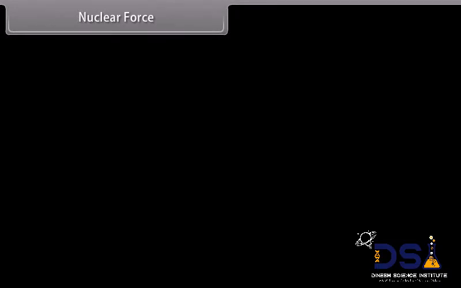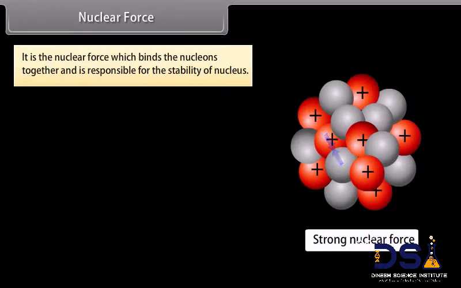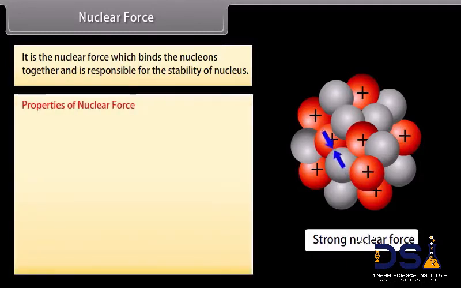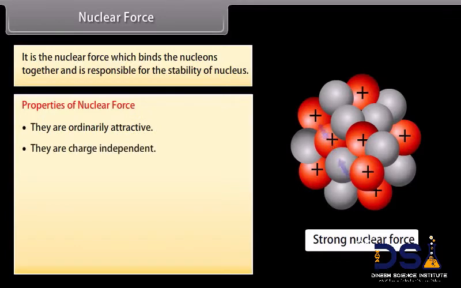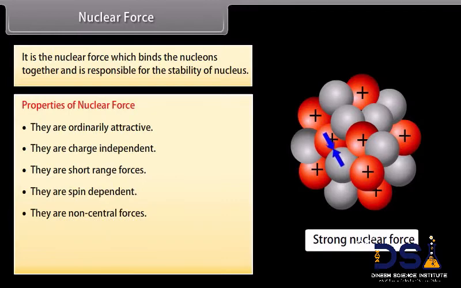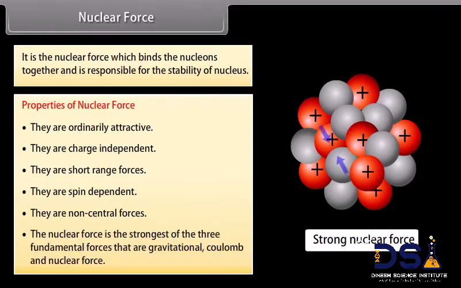Nuclear force. It is the nuclear force which binds the nucleons together and is responsible for the stability of nucleus. Properties of nuclear force: they are ordinarily attractive. They are charge independent. They are short-range forces. They are spin dependent. They are non-central forces. And the nuclear force is the strongest of the three fundamental forces, that are gravitational, Coulomb, and nuclear force.